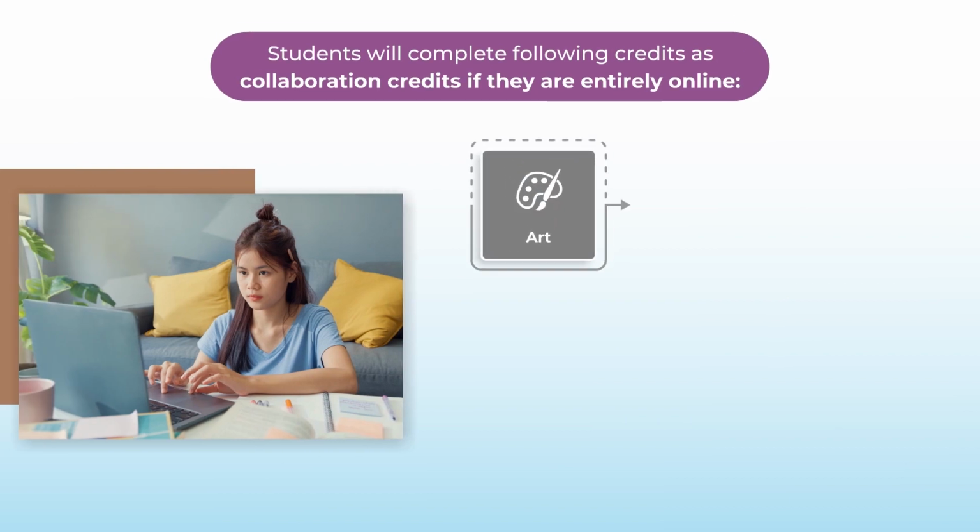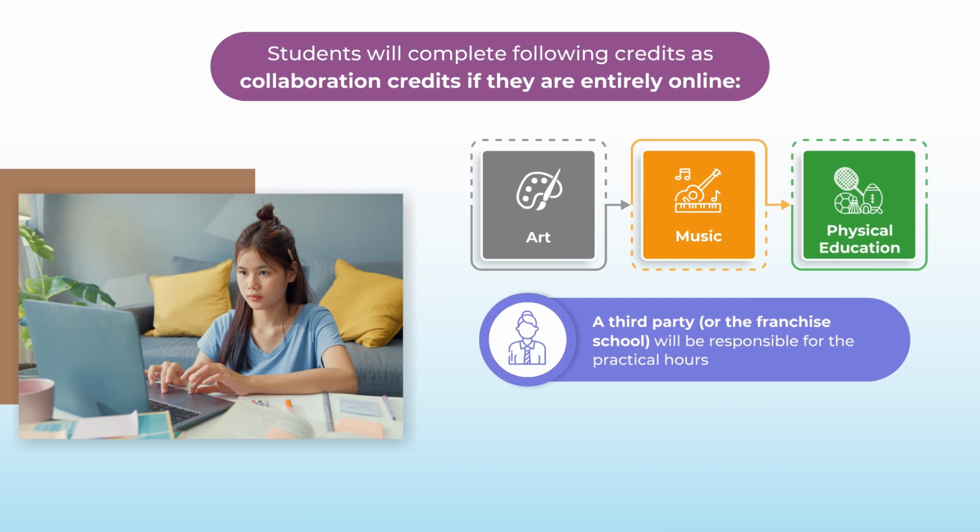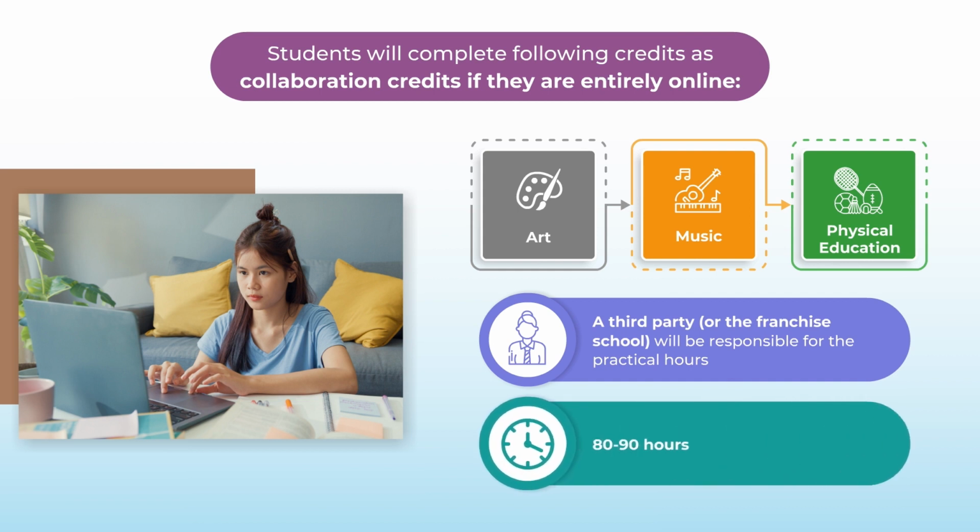Students will complete art, music, and physical education credits as collaboration credits if students are entirely online. This means that a third party or the franchise school will be responsible for the practical hours. A student needs 80 to 90 hours.